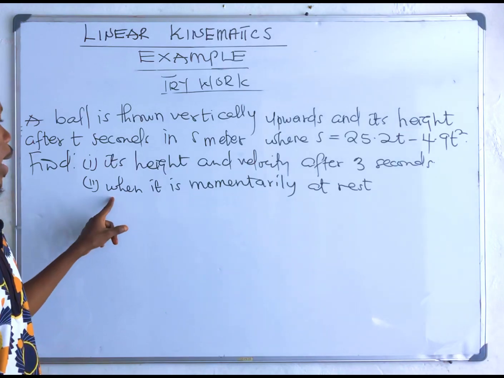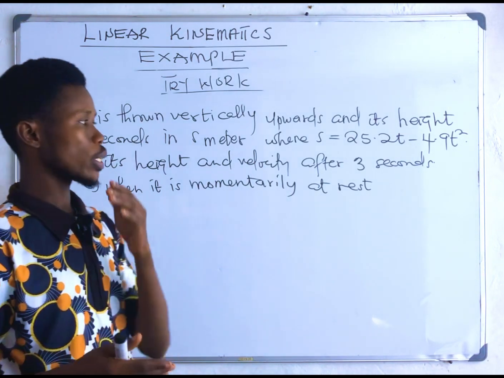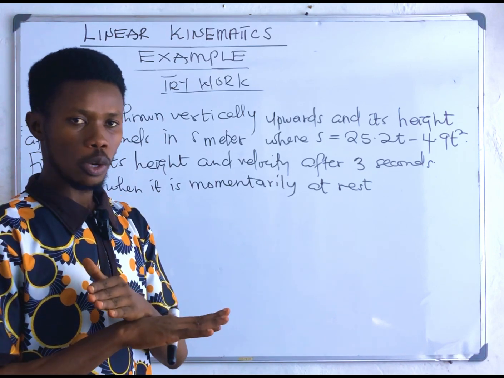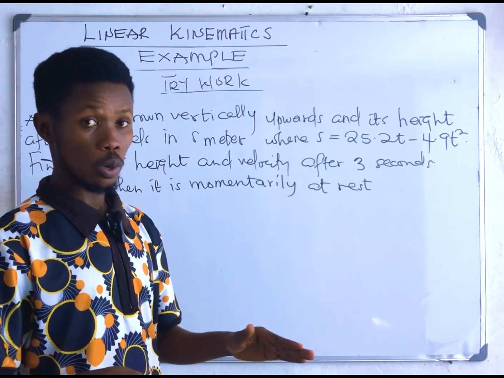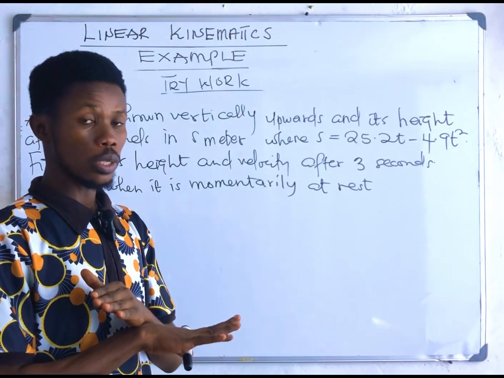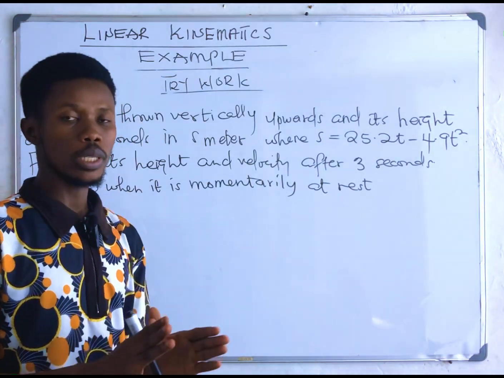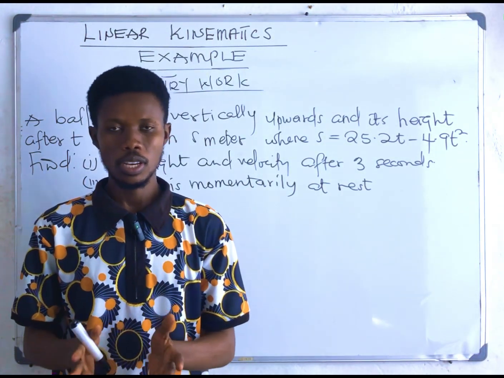And I said that when it is momentarily at rest, it means that at the point where the car or the particle stopped, the velocity at that point is 0. So you know what to do. Please do this and leave the answer in the comment section. Thank you very much.